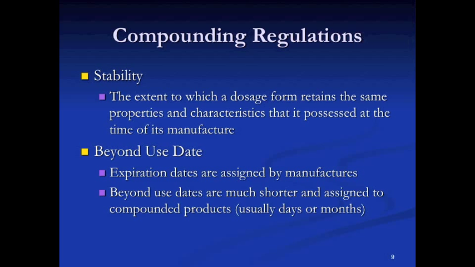Stability is defined as the extent to which a dosage form retains the same properties and characteristics it possessed when it was made. Beyond use date is the date assigned to the compounded prescriptions beyond which the formulation should not be used. Manufacturers assign expiration dates. Pharmacies assign beyond use dates, which are much shorter and assigned to compounded products.